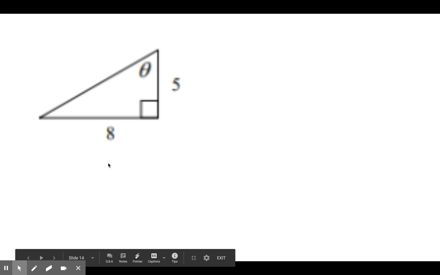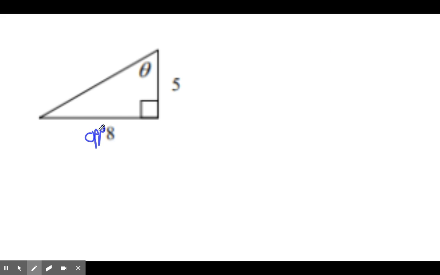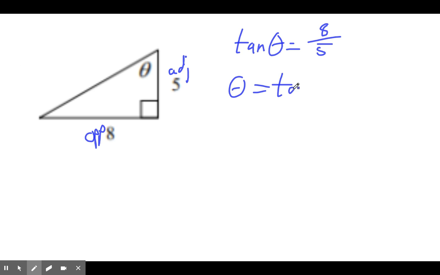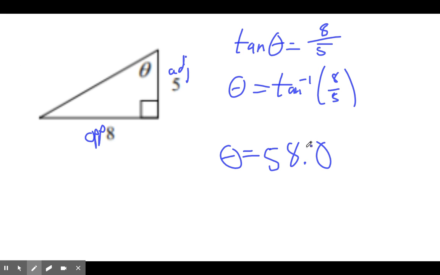Okay, and our last example. Once again, we have theta, which means this is opposite, and this here is adjacent, so we're going to use tangent again. Tangent theta is equal to opposite, which is 8, over adjacent, which is 5. To find theta, we use inverse tangent of 8 divided by 5. We plug that into the calculator: inverse tan of 8 divided by 5 equals 57.99, which rounds theta to 58.0. Okay, and that's it for this lesson.